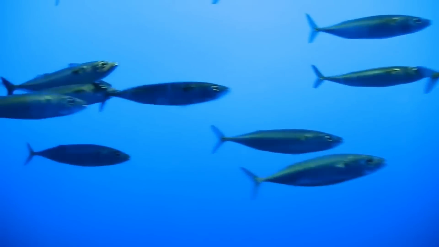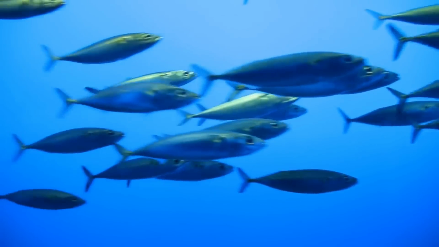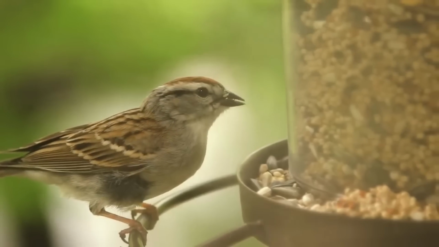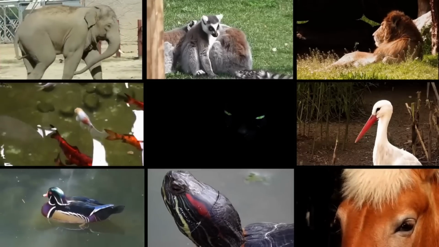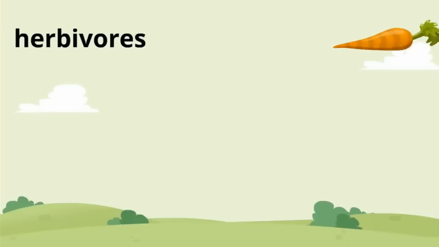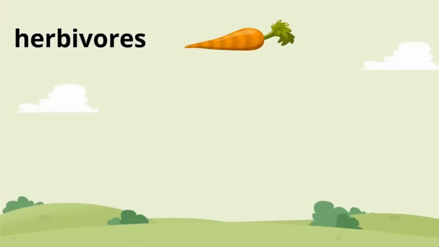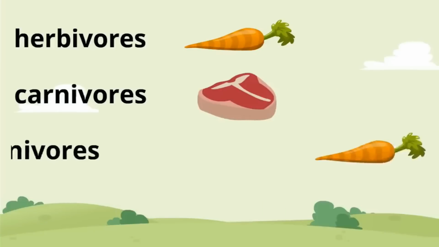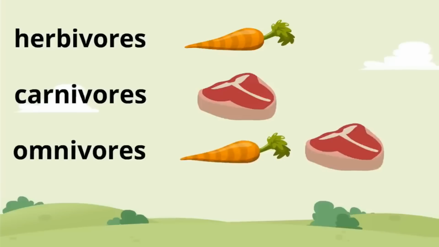And we aren't alone. Fish are consumers. Cats are consumers. Birds are consumers. Animals are consumers. It's interesting, there are different types of consumers. There are herbivores, which are consumers that eat only plants. There are carnivores, which are consumers that only eat meat. And there are omnivores that eat a combination of plants and meat.